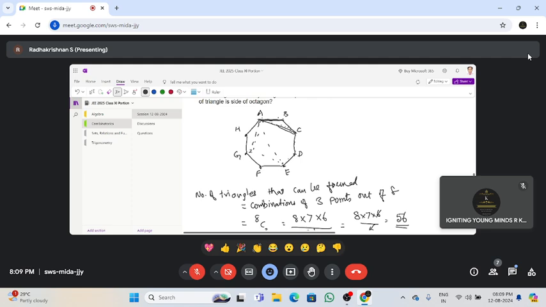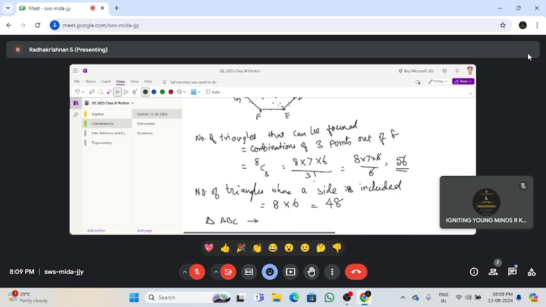See, AB and BC is 1. Then BC and CD is number 2. CD and DE number 3. DE and EF number 4. Then EF and FG number 5. FG and GH number 6. Then GH and AH number 7. And AH and AB number 8. 8 are there, right? Where 2 consecutive sides are included, there are 8 such combinations of 2 consecutive sides. That is what we have double counted.